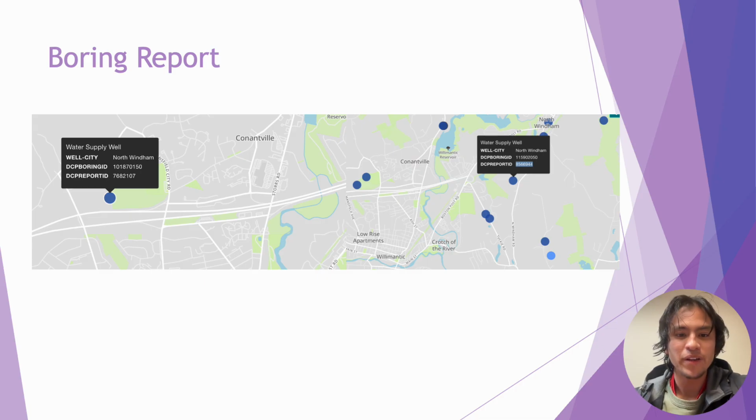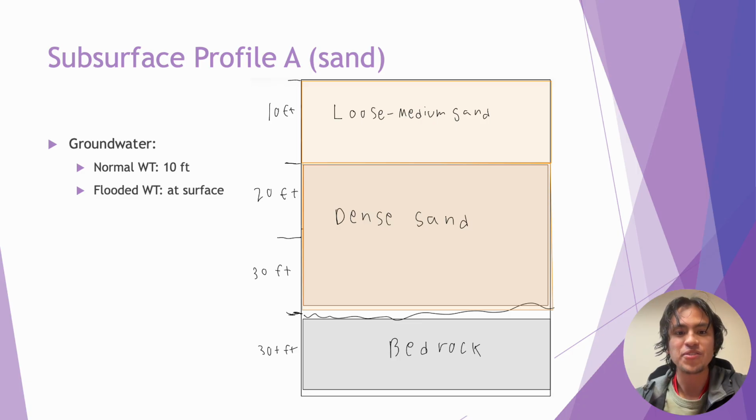These are our boring log locations. We weren't able to actually get any boring logs directly near the bridge, so we had to go a bit of a distance. We had to use the CTDOT's report on boring logs of wells. Those well reports didn't actually have actual boring logs, so we had to idealize them. All they had were the water tables.